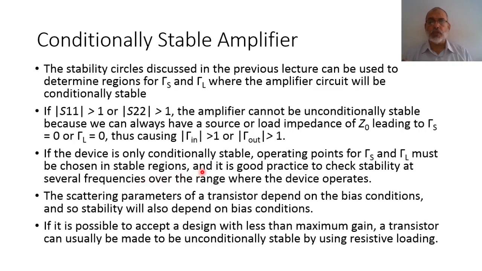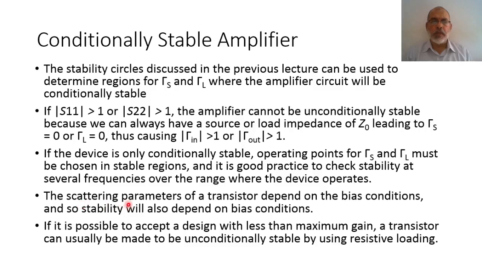And it is good in practice to check the stability at several frequencies over the range where the device is operating. As I said, the scattering parameters of the transistor itself vary with the frequency, and gamma input and gamma output depend on the scattering parameters of the transistor. So if they are changing with the frequency, then the stability condition will be changing with the frequency. So it would be wise to study the stability of the amplifier at the operating frequency and at frequencies around this operating frequency.